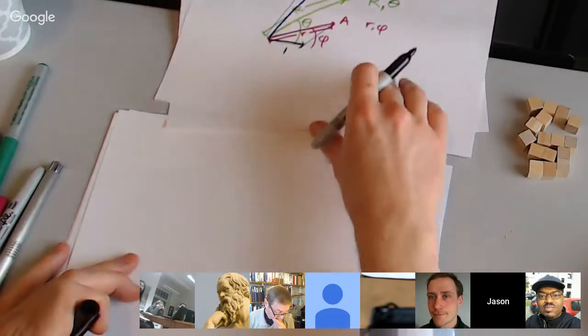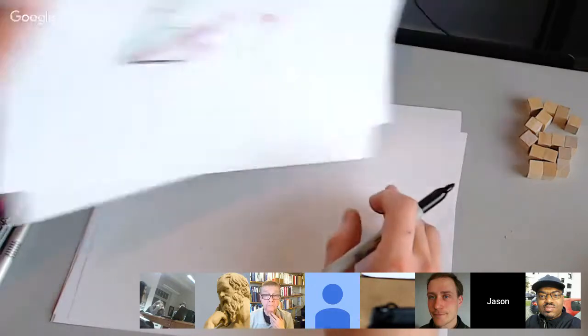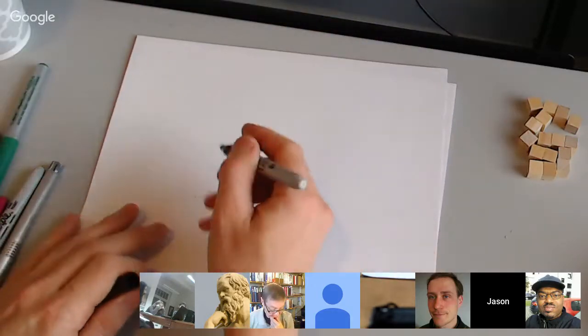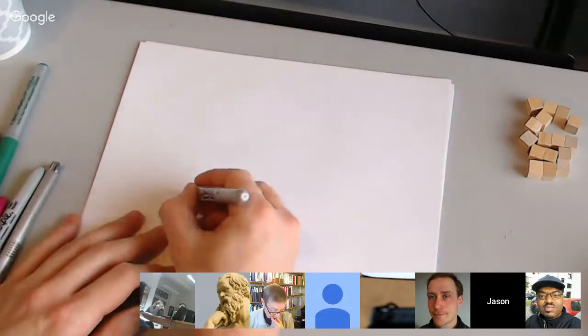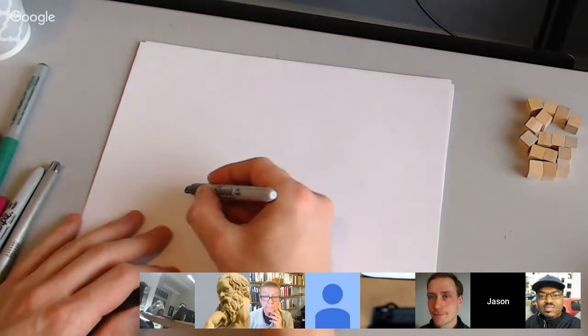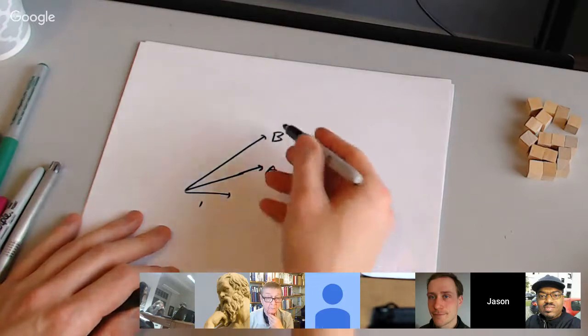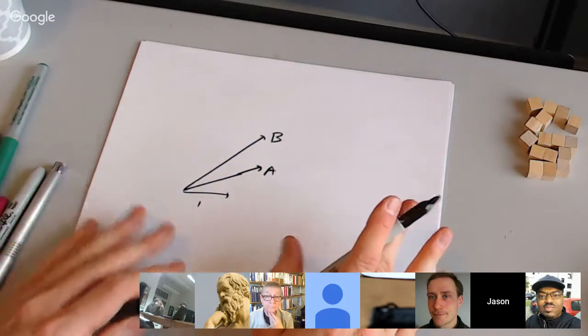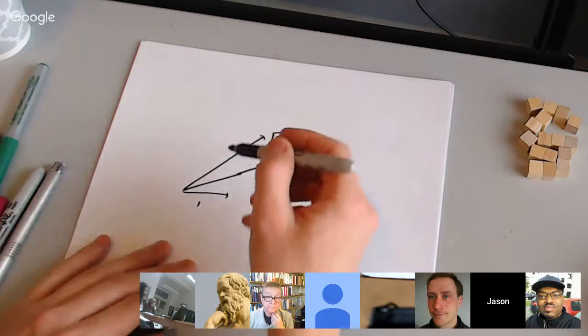Okay. Let me redraw what Rick had drawn up there. There's no relationship between A and B. They happen to be close, but there's no particular relationship between them.